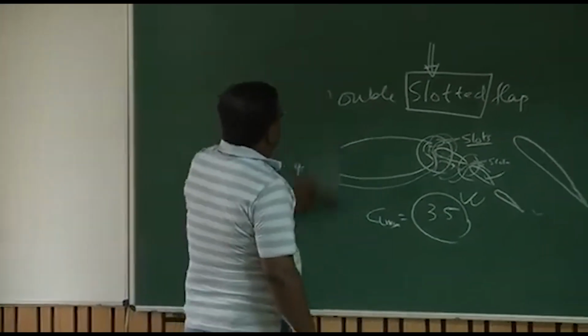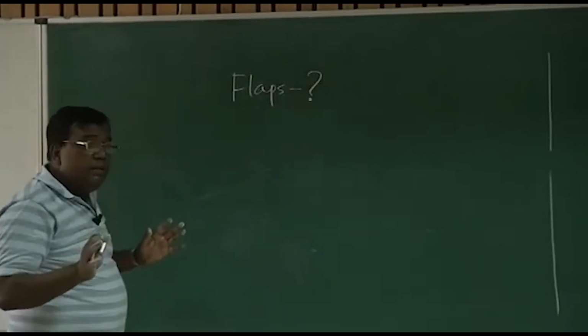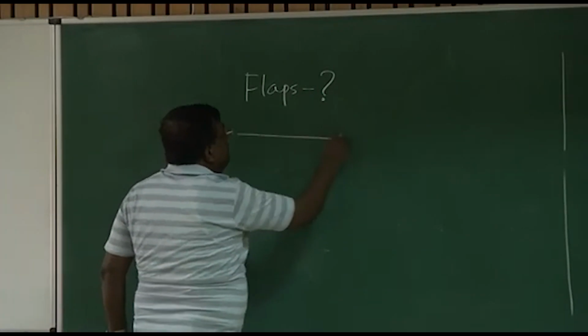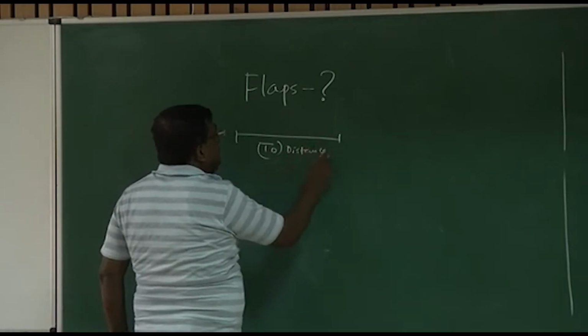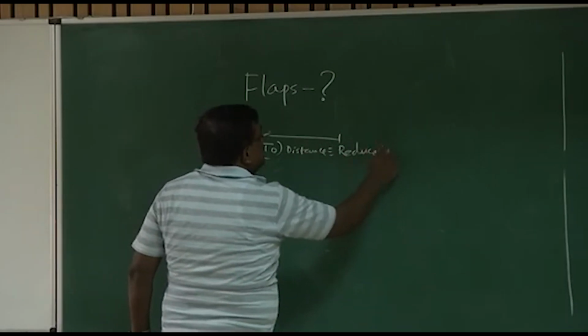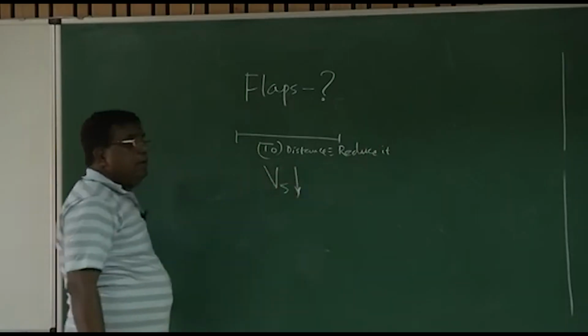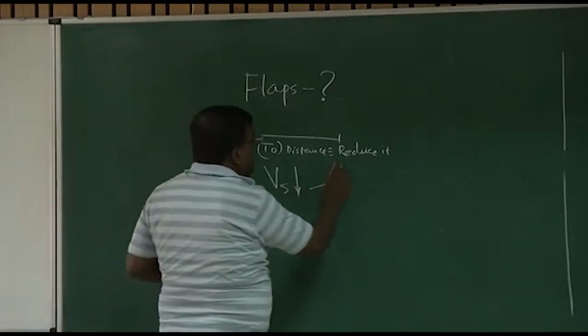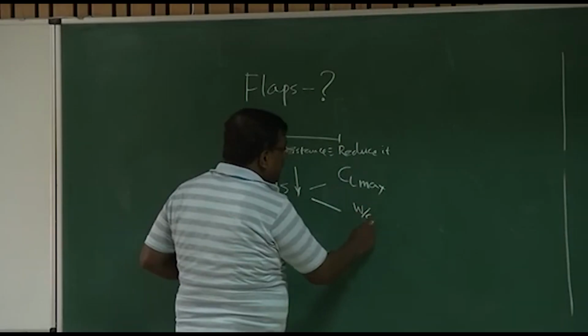So many things we have spoken. To summarize, we need to understand a few things very, very clearly. Why were we discussing flaps? Why flaps? The question is this: our aim is to reduce the takeoff distance. Reducing it means I need to reduce Vstall. How to reduce Vstall? One is to increase CLmax or decrease wing loading.